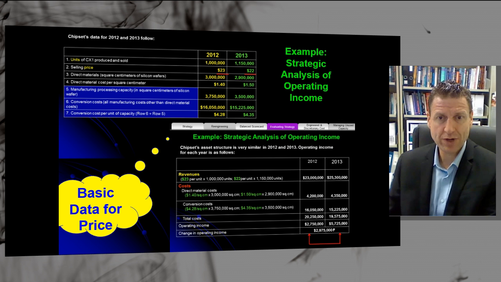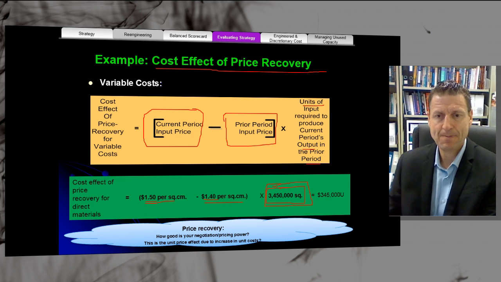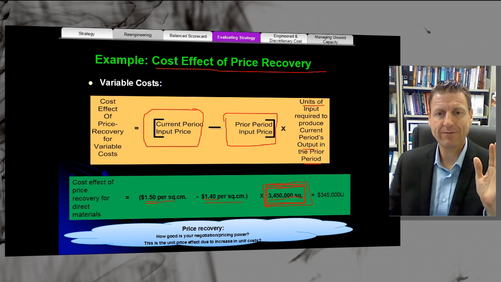That was the 3 million square centimeters used in the prior period, multiplied by 1.15 divided by 1, and then that gave us the 3.45 million square centimeters. So we are adjusting. We are getting the units of input required to produce the current period's output in the prior period. Okay. So we've got this 3.45 million square centimeters here.